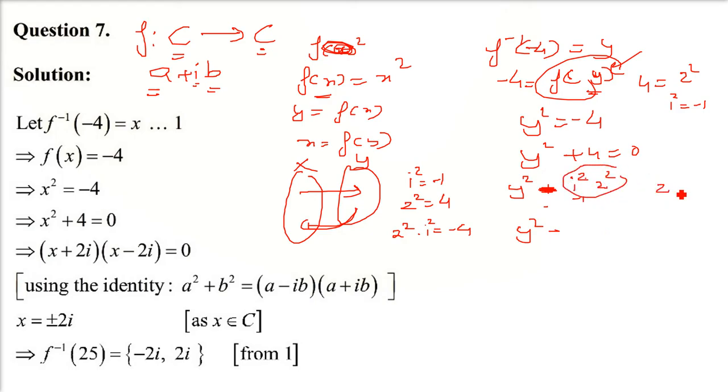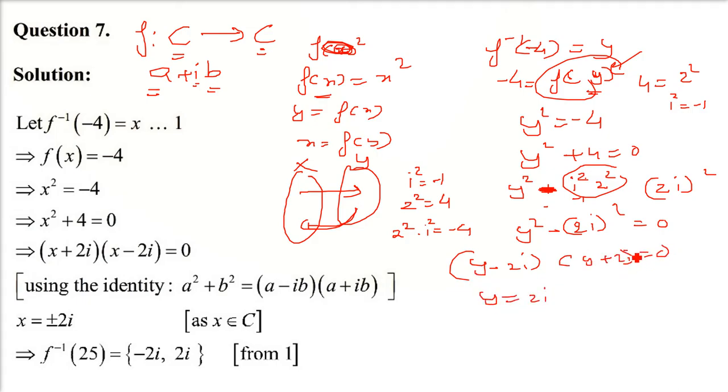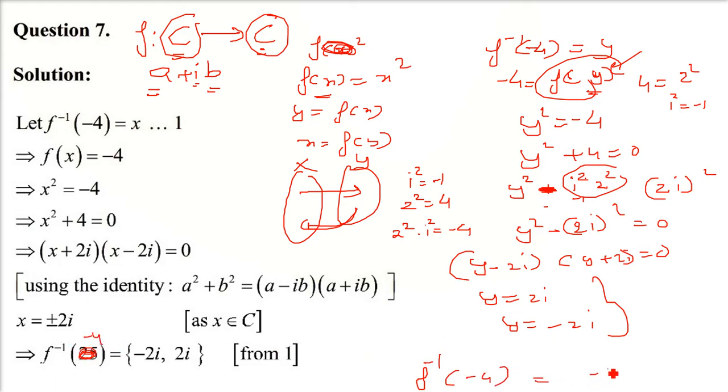So it is y square minus (2i) whole square, which will be equal to 0. Now we'll again use the formula of a minus b, a plus b. (y minus 2i)(y plus 2i) equals 0, so y equals 2i, y equals negative 2i. So this is your solution. y equals 2i and y equals negative 2i. So f inverse of negative 4 is equal to negative 2i and 2i. This is the solution you get.